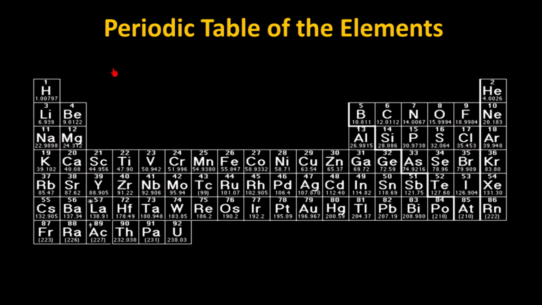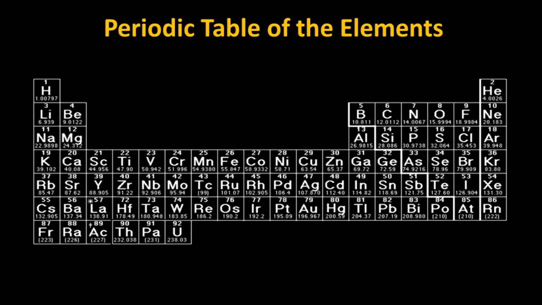Now, the periodic table of the elements lists all of the 92 naturally occurring elements, and you'll notice that if we go all the way down to number 92, this is the element uranium. You'll notice there's a number in the top of each of these boxes, and this number is called the atomic number.